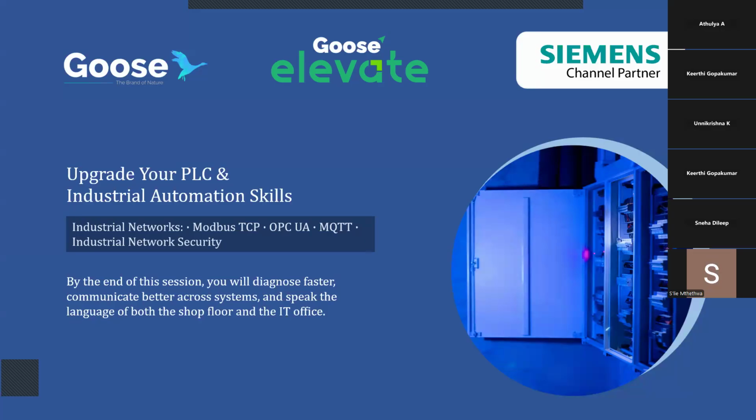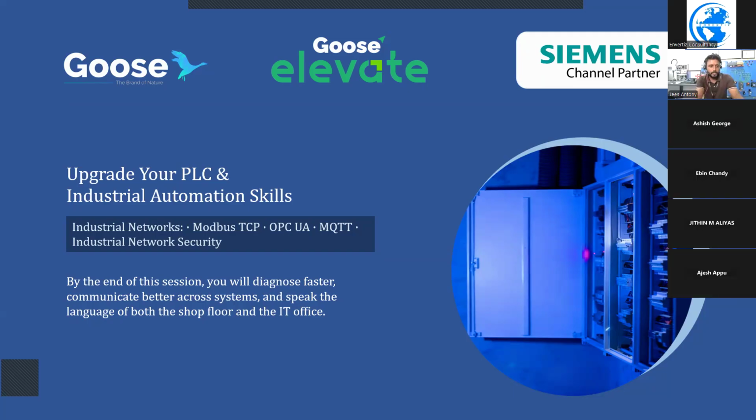Good evening, everyone. We are starting the session. The session is mainly focusing on upgrading your skills in industrial automation, and we'll be covering industrial networks and protocols like Modbus TCP, OPCUA, MQTT, and we'll be covering some sessions on industrial network security also. When it comes to industrial network security, most industrial automation engineers think that network security is a very big burden, and that we cannot get an understanding of it.